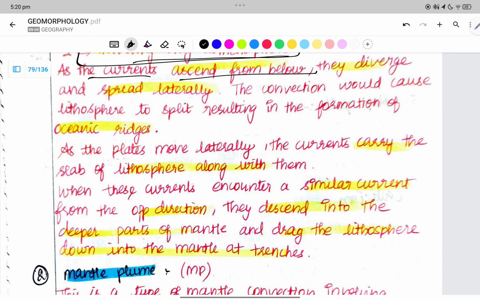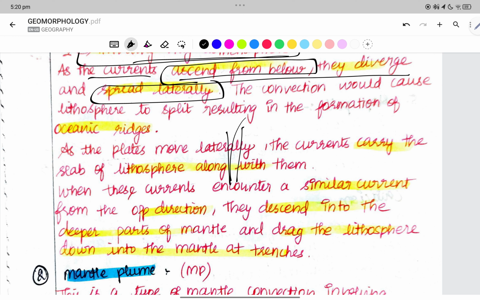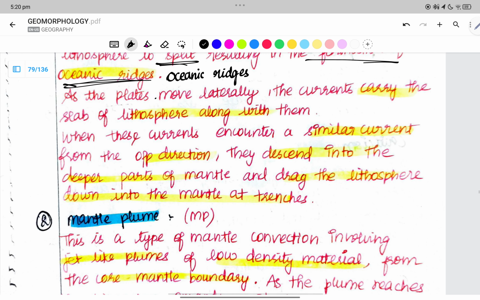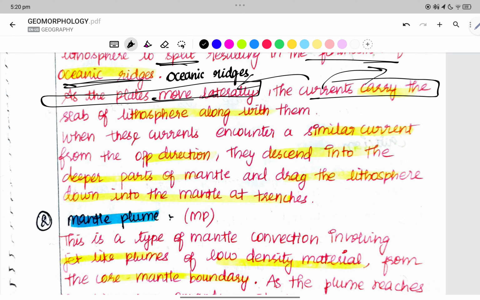As the currents ascend from below, they diverge and spread laterally. The convection would cause the lithosphere to split, resulting in the formation of the oceanic ridges. As the plates move laterally, the currents carry the slab along with them.